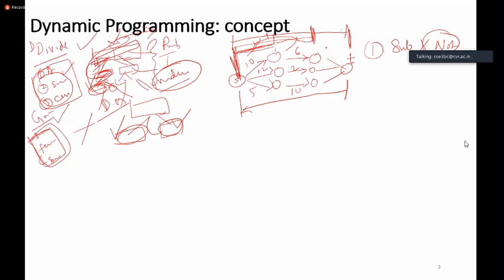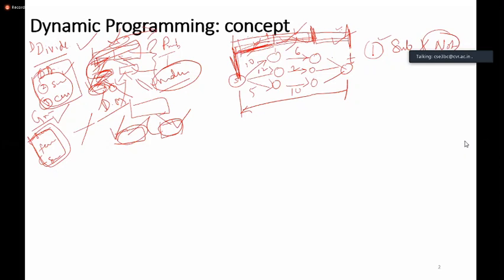But here we can divide this problem into subproblems. Up to here, this is one subproblem. Up to here, one subproblem. From here to here, one subproblem. But if I want to calculate the solution of this subproblem, I require this solution also. If I want to calculate the solution of this, I require this solution also. That means each subproblem is not independent here. Are you clear? What is the difference between divide and conquer and this?